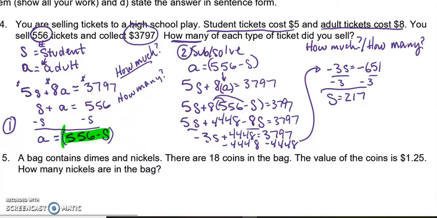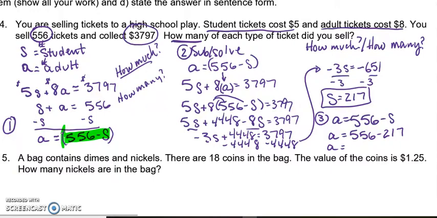Okay, so we've got that. Now we have to find the other value, and at this point you can pretty much say, oh, well, there's 556 tickets sold, so let's subtract 217 from it. So we'll go ahead and do that, but I'll do it in the format that we've been talking about with the other ones. So this is the substitute and solve part of this. A equals 556 minus S. So A equals 556 minus 217. So A equals 339.